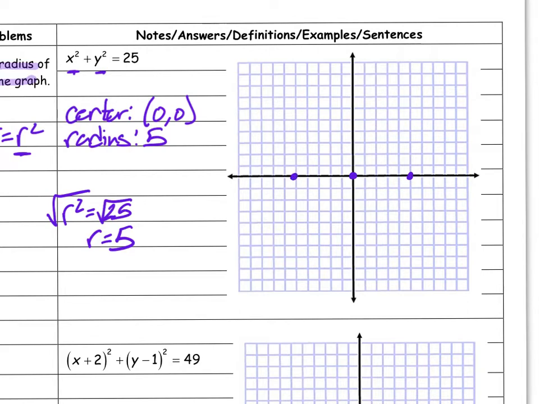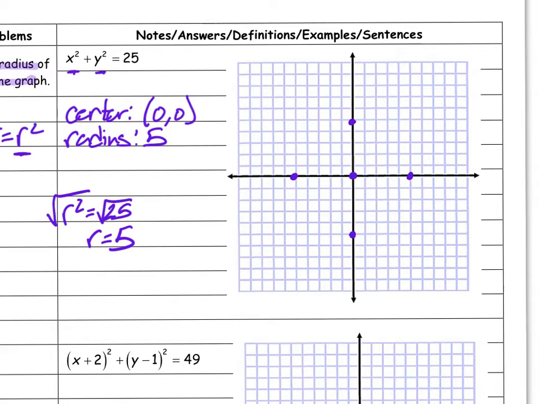So from the center of the circle to the outside of my circle, I've got to have a count of 5. Same with up and down, 1, 2, 3, 4, 5, because a circle means every point on the circle is equidistant from the center. So therefore, it needs to be the same distance.